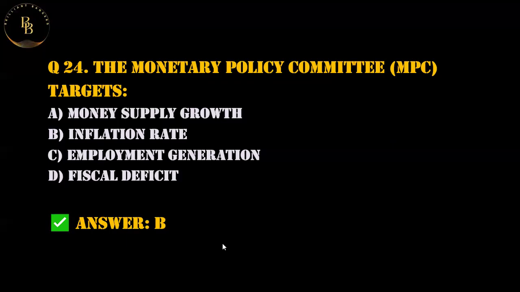You also know that there are 6 members in a Monetary Policy Committee, of which 3 come from the RBI and 3 are appointed by the government. And in that case, the governor has an extra vote if there is any decision to be taken and the decision falls in a tie.